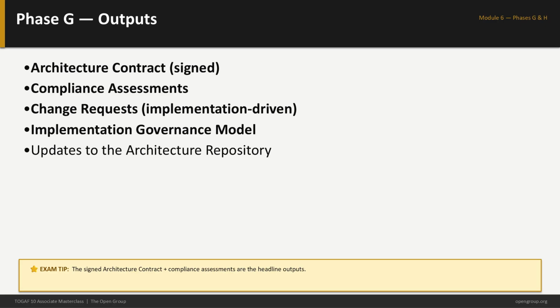Let's gather Phase G's outputs. The headline is the signed architecture contract. Then there are the compliance assessments that record how well projects conform. There are change requests, driven by what's learned during implementation. There's the implementation governance model, describing how governance operates for this delivery. And, as always, updates flow into the architecture repository.